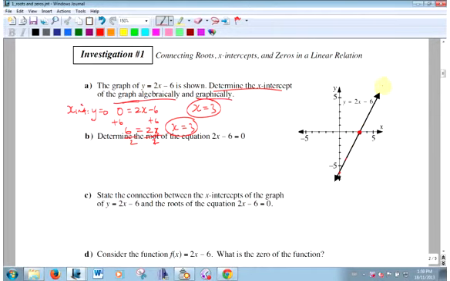Where does this thing have an x-intercept? Where does it cross the x-axis? When y is 0. Always, always, always. I don't care where the line is, right? That's where y is 0.